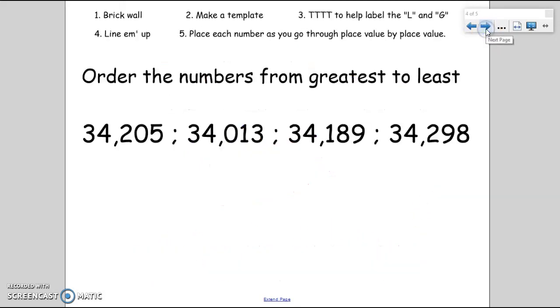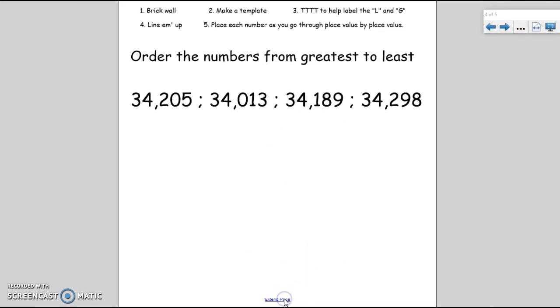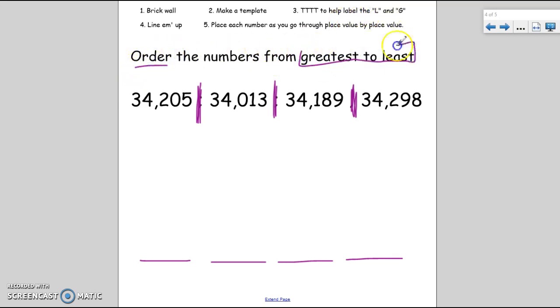Let's try another example because they really are all quite different from one another. So we're going to go ahead and follow our steps again. First thing, brick wall. Separate those numbers so they're not so scary. And since I have 4 different numbers here, I'm going to make a template with 4 spaces. And now I'm going to talk to the text to figure out how to label my template. So I'm going to order these numbers. This time it looks like we're going from greatest on this side to least on this side.